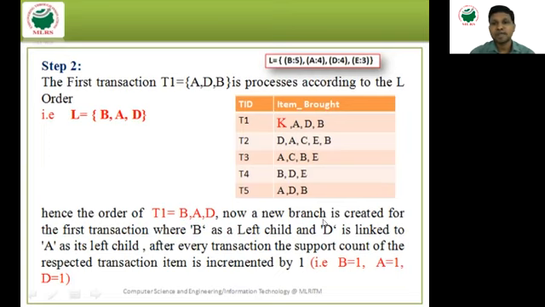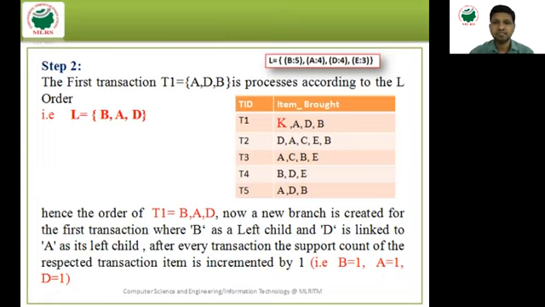Now a new branch is created for the existing root. What is the initial value of the root? Null. For the first transaction, B has a left child and D is linked to A as its left child. After every transaction, the support count of the respective transaction items is incremented by 1. So you have to increment the value by 1. Now B becomes 1, A1, D1. Because this is the initial node, we are appending this transaction T1 to the root.